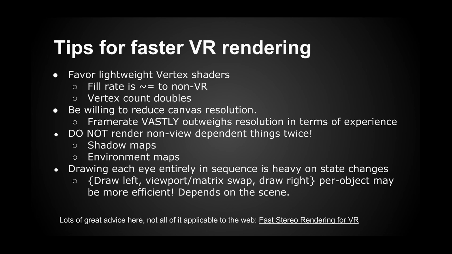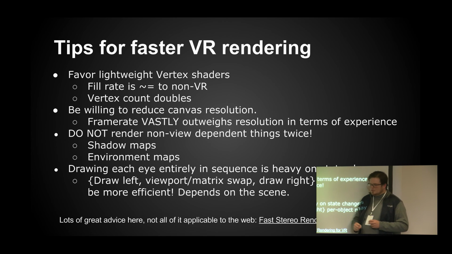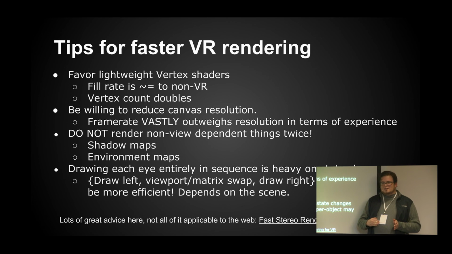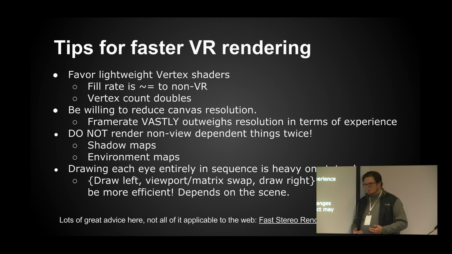But even so, fill rate can hit performance hard, so be willing to reduce the canvas resolution. John Carmack said somewhere that reducing the canvas resolution in VR is almost always the right choice for performance because it's not going to look that terrible, especially on the current devices. If you have things in your scene that are not view dependent, like shadow maps, do not render them twice. Shadow maps only need to be generated once per light. This is something that I think 3JS isn't doing a good job of right now.